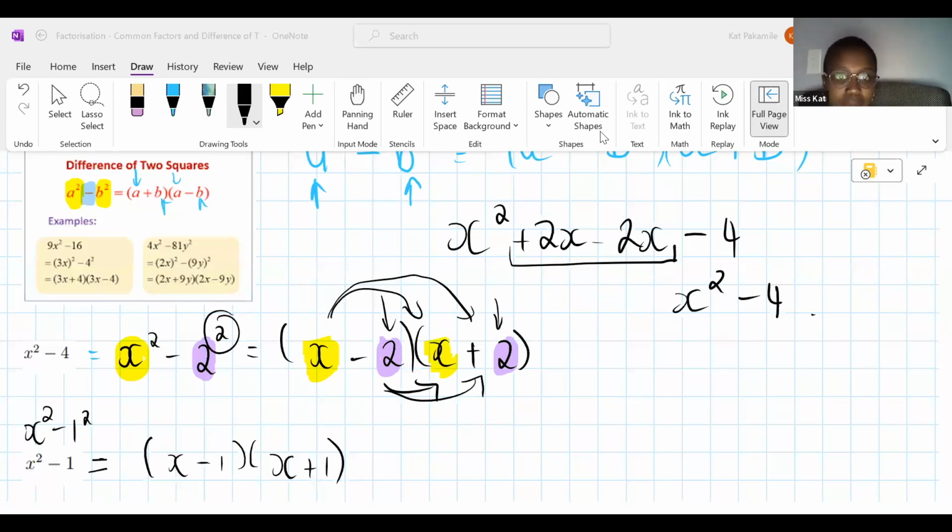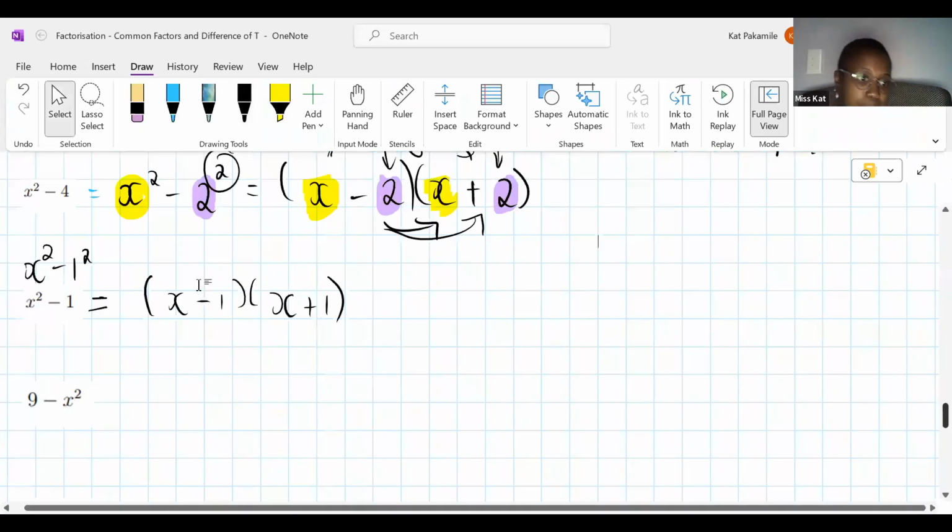So the bracket can be in any order, okay? The minus can be first or the plus can be first. Let us do more of them. 9 minus x squared. Tell me in the chat, guys, what are my 2 brackets? Let's practice, all of us. What are my 2 brackets? In the chat.